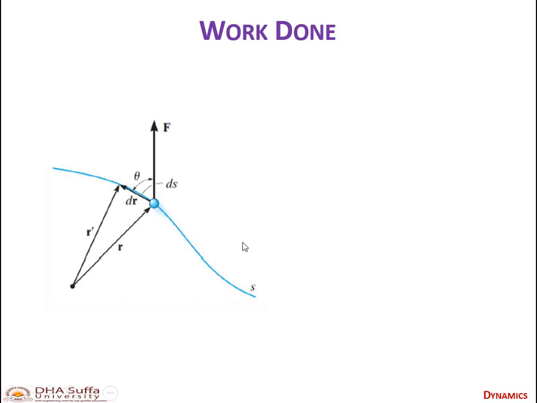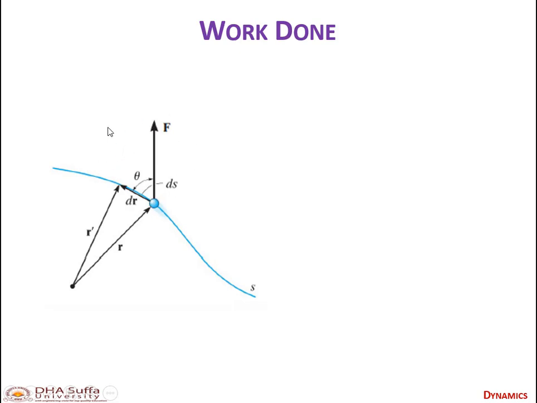Similarly, along this path the position of the particle from point 1 to point 2 is changing, and the arc length, or the distance covered by the particle from point 1 to point 2, is represented by a small differential distance ds. This happens because there is a force acting on the particle at a certain angle theta.